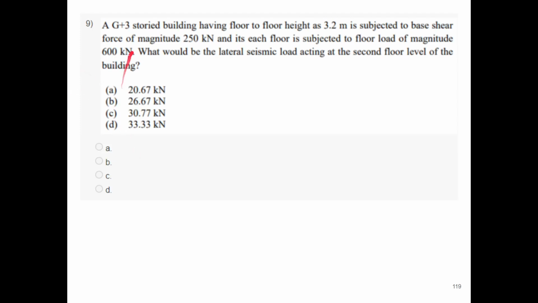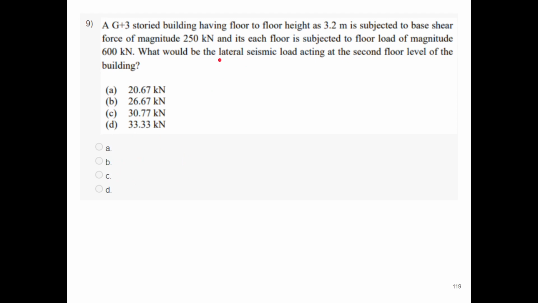Ninth question. A G plus 3 story building having floor to floor height as 3.2 meter is subjected to base shear force of magnitude 250 kilonewton, and each floor is subjected to floor load of magnitude 600 kilonewton. What would be the lateral seismic load acting at the second floor level of the building? A 20.67 kilonewton, B 26.67 kilonewton, C 30.77 kilonewton, D 33.33 kilonewton. Which will be the correct option?